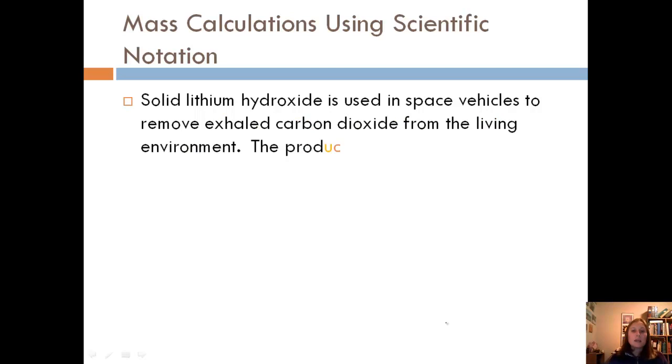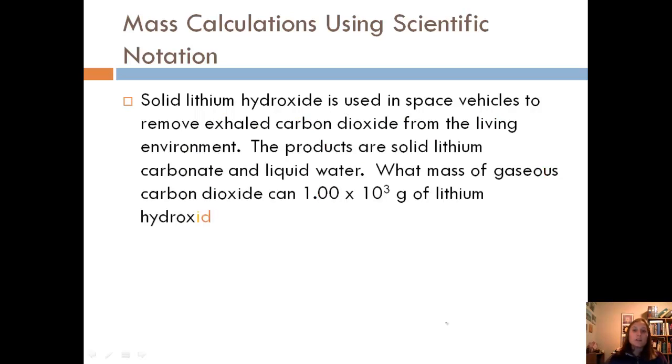Okay, so we have solid lithium hydroxide is used in space vehicles to remove exhaled carbon dioxide from the living environment. So the products are solid lithium carbonate and liquid water. And so we want to know what mass of gaseous carbon dioxide can 1 times 10 to the 3rd grams of lithium hydroxide absorb. Well, we know the first step is to write the equation, so let's do that.